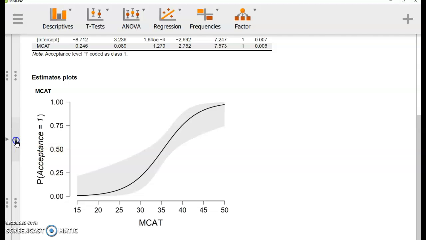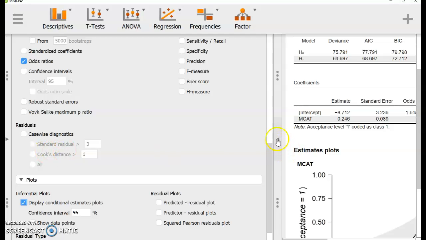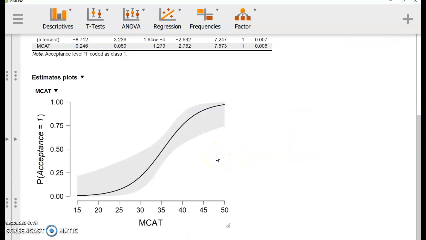And then, the second question was saying, what MCAT score would you need to get a 50-50 chance of acceptance? So that means we would start here at a 50%. We'd be going until we hit the line, and then we would come down. So it looks like a little bit above 35 as a rough estimate. And again, we can use algebra to calculate that more precisely based on our model.